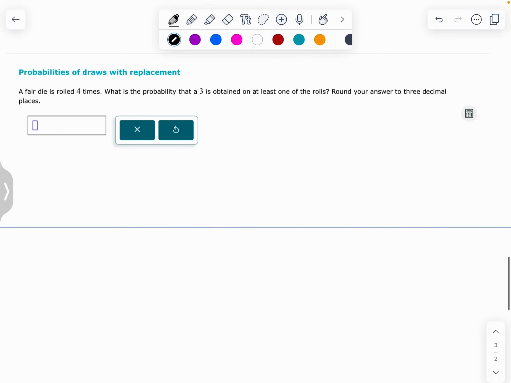Now here, this is the other kind that we're going to get. This is what we call a complement. Should be looking for these style. A fair die is rolled 4 times. What is the probability that a 3 is obtained on at least one of the rolls? At least one of the rolls.